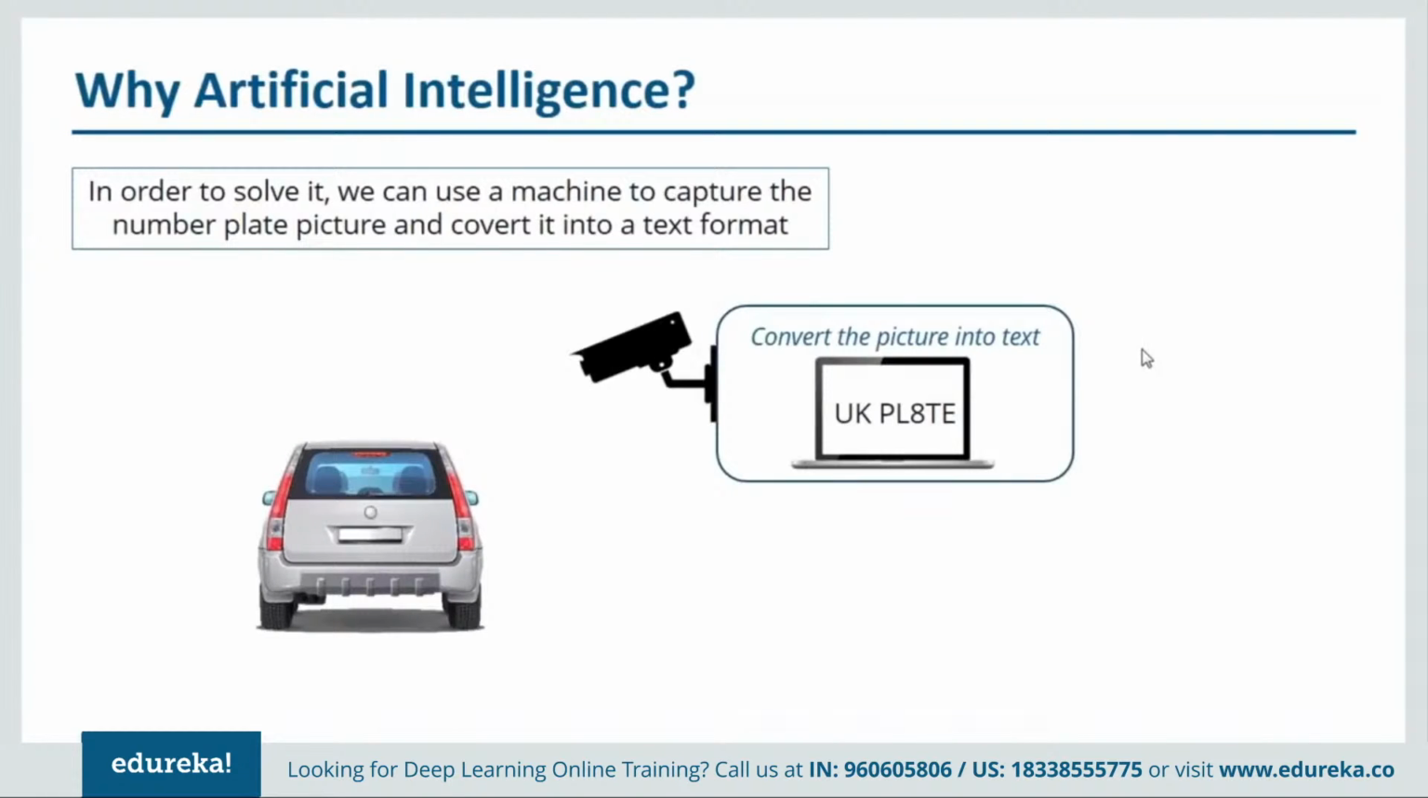What we can do is make use of cameras that will click the picture of the car that exceeds the speed limit, and then we can convert that picture into text. For example, we have UKPLATE. In this way, the risk of human error has been reduced, and at the same time, machines never get tired. So you can capture all the images of cars that cross the speed limit. Similarly, you can think of many other examples as well.